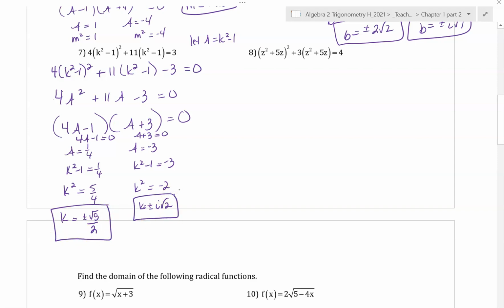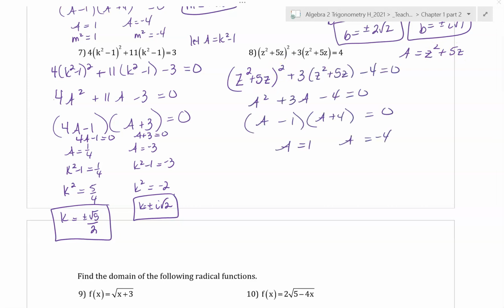Why don't you pause the video and try number 8. Again, very similar. This time, we're going to let a be z squared plus 5z. So pause the video and see if you can factor and solve. Let's see how far you got. So did you do a squared plus 3a minus 4 equals 0? And we could factor the quantity a minus 1 times the quantity a plus 4. But remember, a was z squared plus 5z.